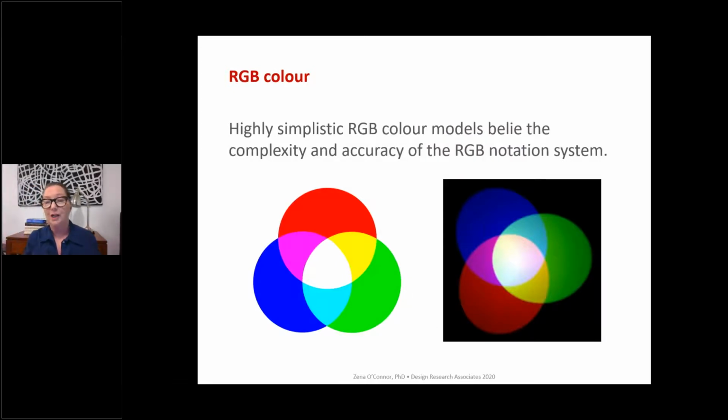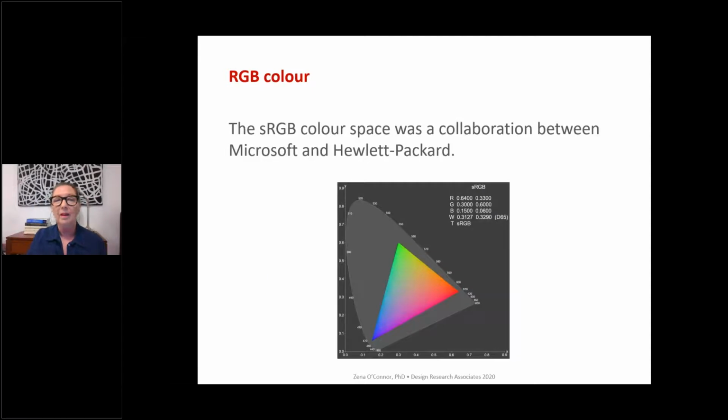Moving on to the RGB colour model. This highly simplistic colour model that you see on the screen belies the complexity and accuracy of the colour notation system. This is actually the case for a lot of these very simple models. They belie the accuracy of the colour model that they're supposedly standing for.